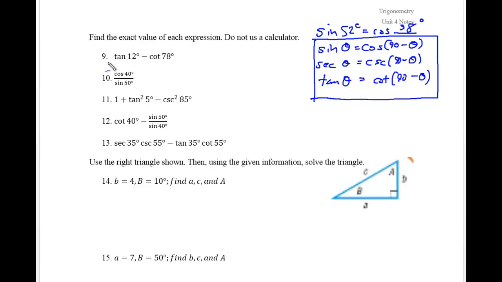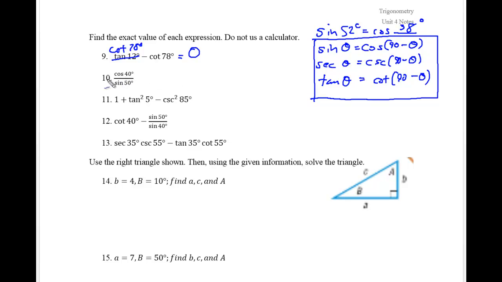So, if we look at problem number 9, which is the tangent of 12 degrees minus the cotangent of 78 degrees, the tangent is equal to the cotangent of 90 minus 12 degrees, or this would be equivalent to cotangent of 78 degrees. And the cotangent of 78 degrees minus the cotangent of 78 degrees is 0.